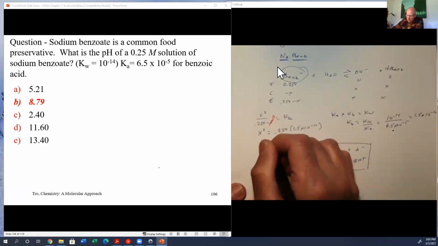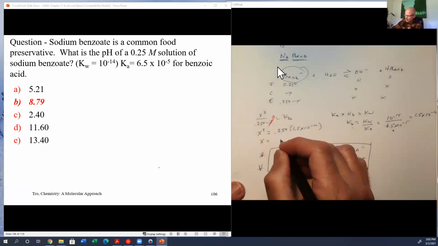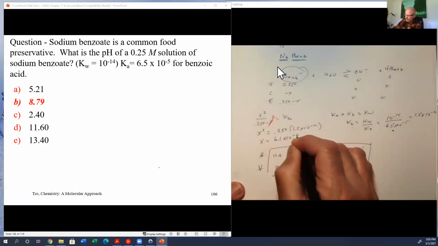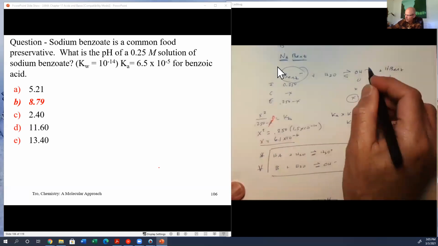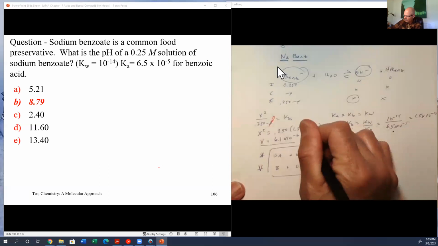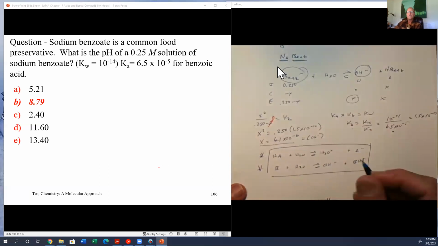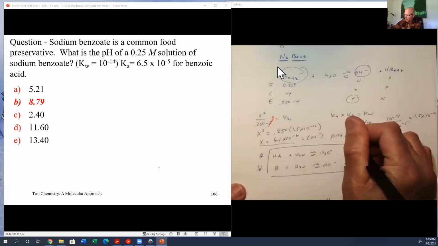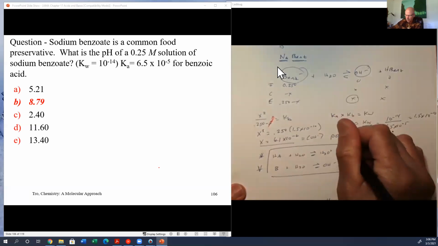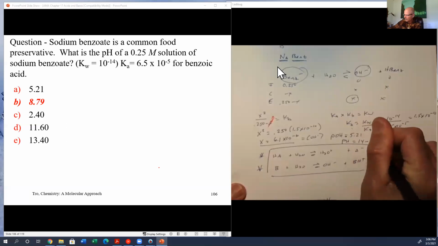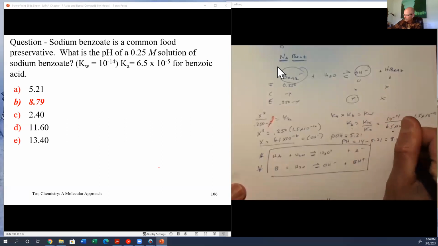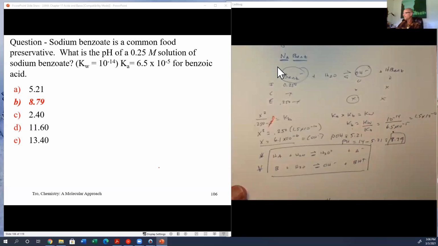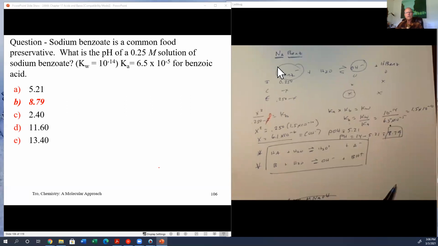And x turns out to be equal to 6.1 times 10 to the minus 6. And of course, x is equal to the OH minus concentration. If I take minus the log of that, that gives me pOH. So pOH comes out to be equal to 5.21. And so pH is equal to 14 minus 5.21, which is equal to 8.79. Okay. Good job, guys. Nice. All right. Any questions on that?